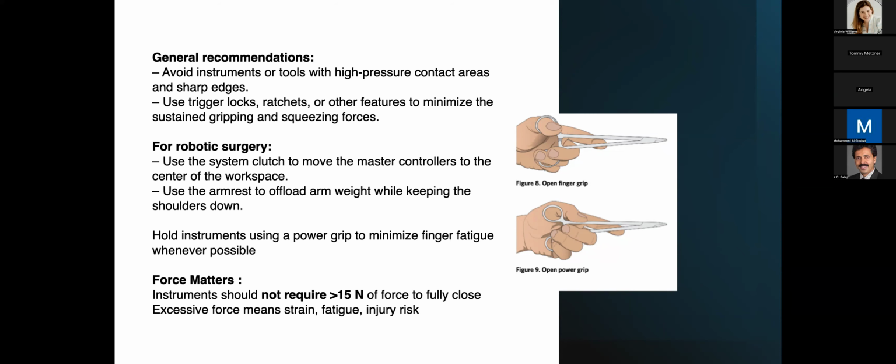To the right here, you can see the open finger grip versus the open power grip, because you don't want to be putting a lot of pressure to open up an instrument. It should not require more than 15 newtons of force to fully close, per the guidelines. I don't know what 15 newtons feels like, but I can imagine you don't want to be applying too much pressure to open or close a clamp or a hemostat, etc.